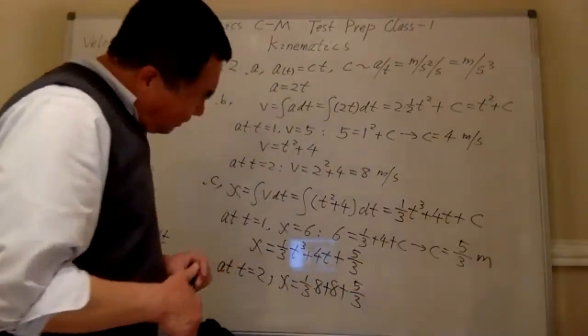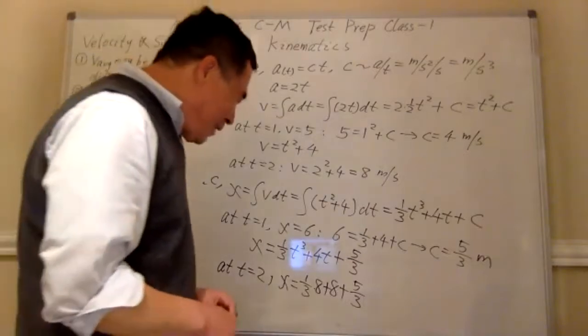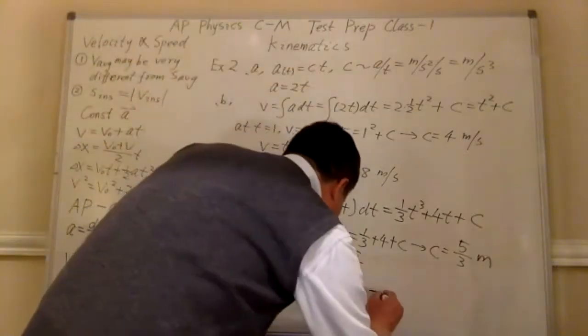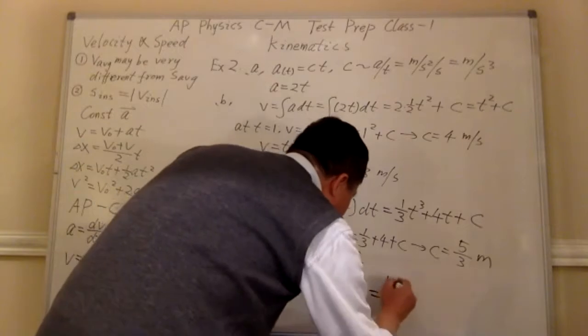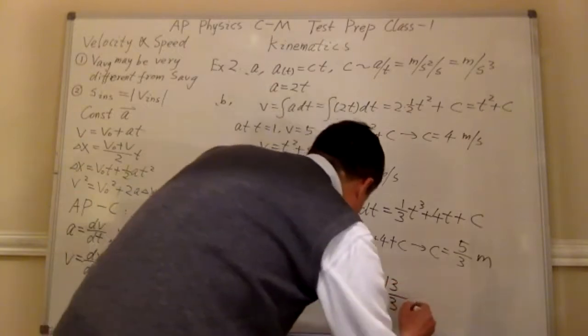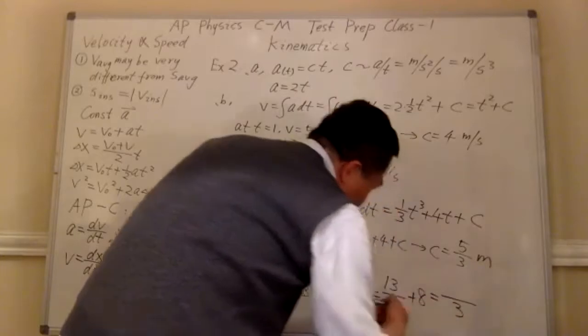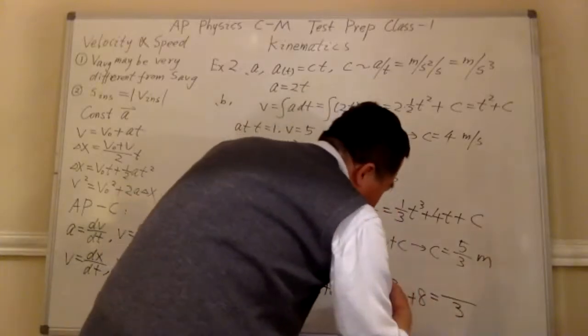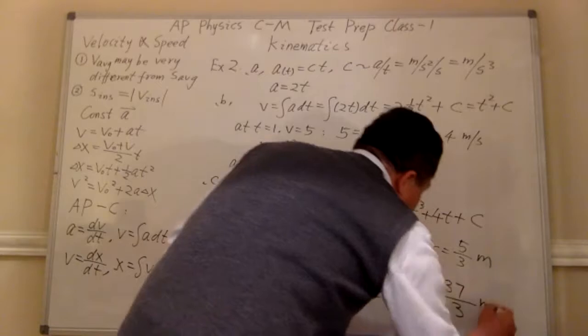Then you get an ugly number. How ugly? 8 plus 5 is 13 over 3, plus 8. You can say this is equal to 13 over 3 plus 24 over 3, which is 37 over 3 meter. That's it.